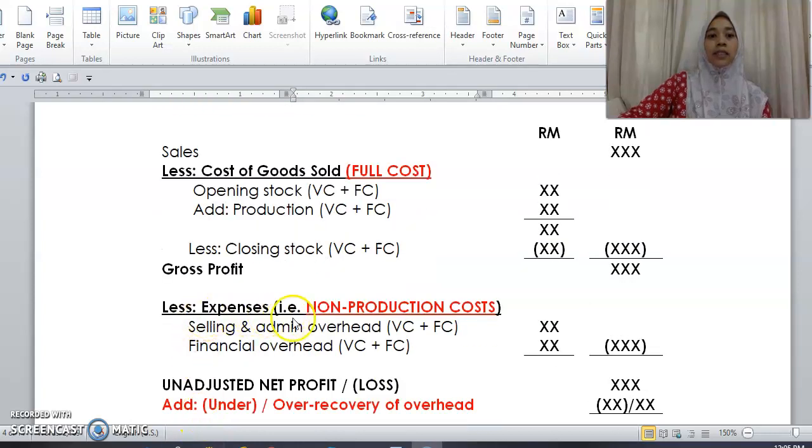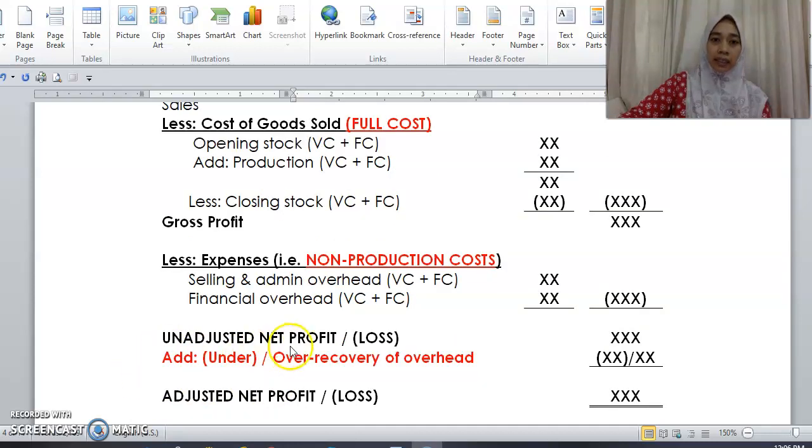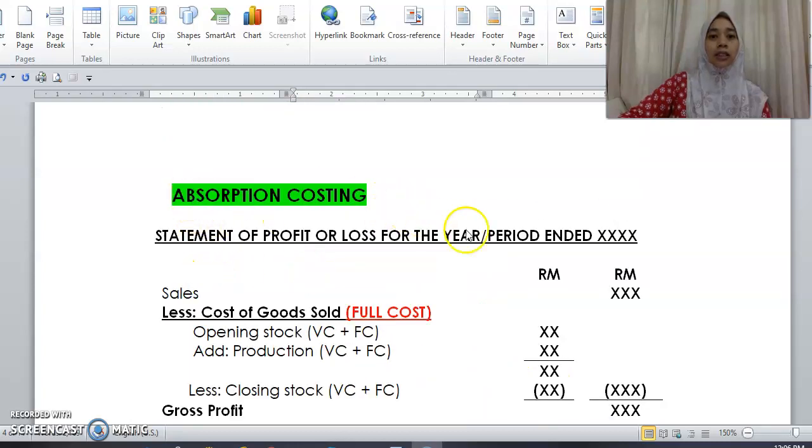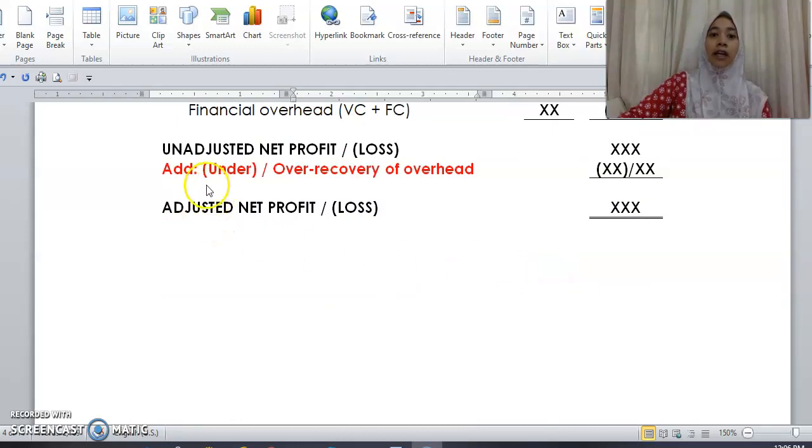Less your expenses, that is your non-production costs, including your selling, admin, all your other non-production costs, your financial overheads, that will give you the unadjusted net profit or net loss if it is a negative figure. And then you have to do some adjustments for over or under recovery of your overhead. This is only applicable to your absorption costing technique. Okay, after you adjust for that, you will arrive at the adjusted net profit or loss.